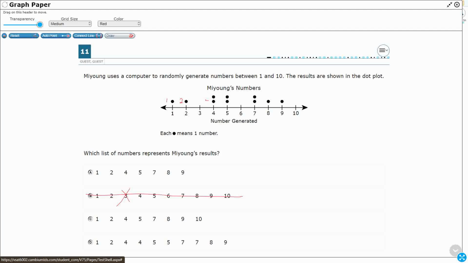I've got 2 dots above the 4, which means I need 2 4s. So we notice that D is the only one there that's got 2 4s. I've got 2 dots above the 5, which means I need 2 5s. D is the only one that's got the 2 5s. There's no 6s, but I do have 2 7s. So once again, D has got the 2 7s, 1 8, and 1 9. So my answer here is D.